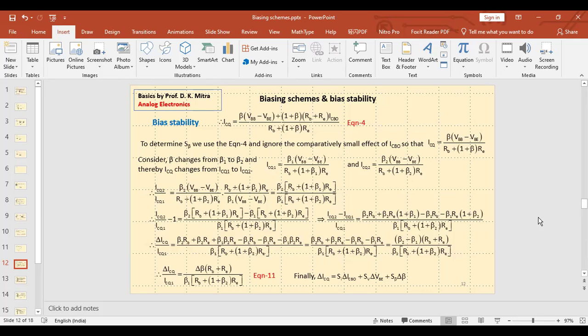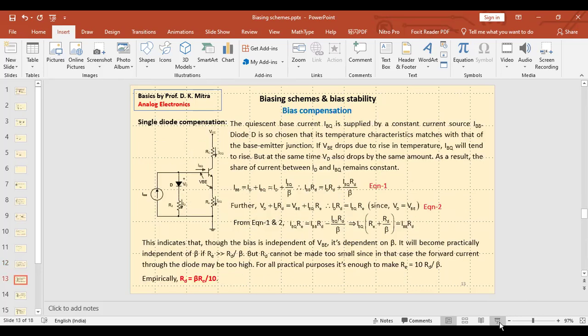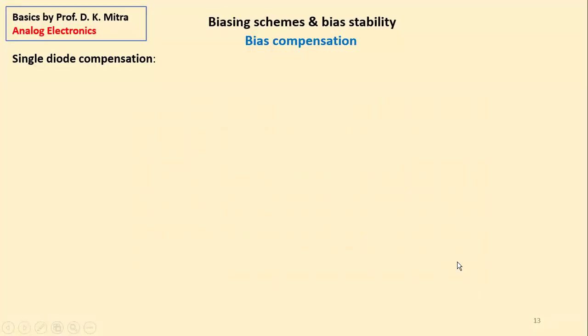Now, this dependency gives us a lot of practical problems. We have seen some analytical deduction of what are the various instability causes and what are those instability factors. We are going to learn how those instabilities can be compensated for. So here we first go for a single diode compensation.